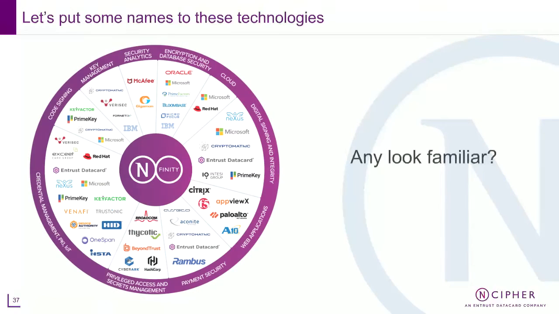So let's put some names to these technologies. I'm going to put this slide up for a little bit so that you can read it. We have everything from Oracle to Microsoft to Prime Key to all the ones that are on this slide, F5 and Citrix. They all have solutions that require a key. And I'm sure a lot of you have these applications in your organization, and you really do want to get those keys out of this software and into hardware.